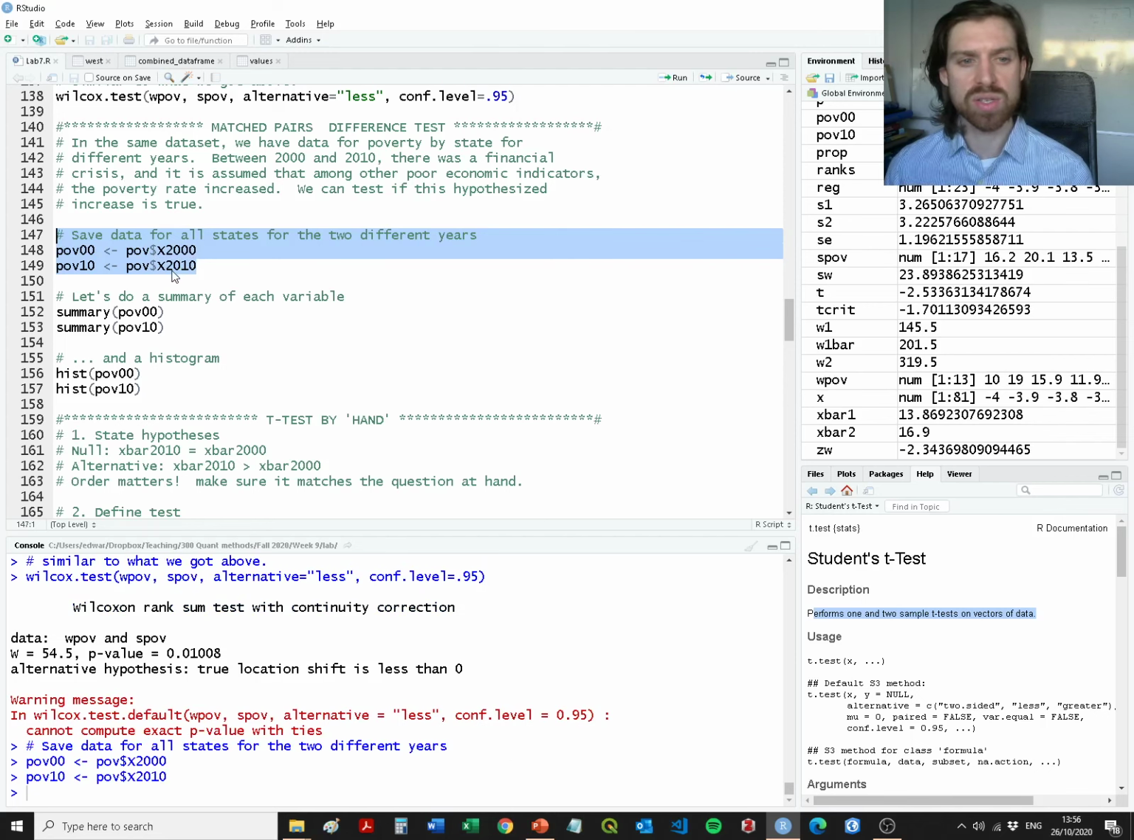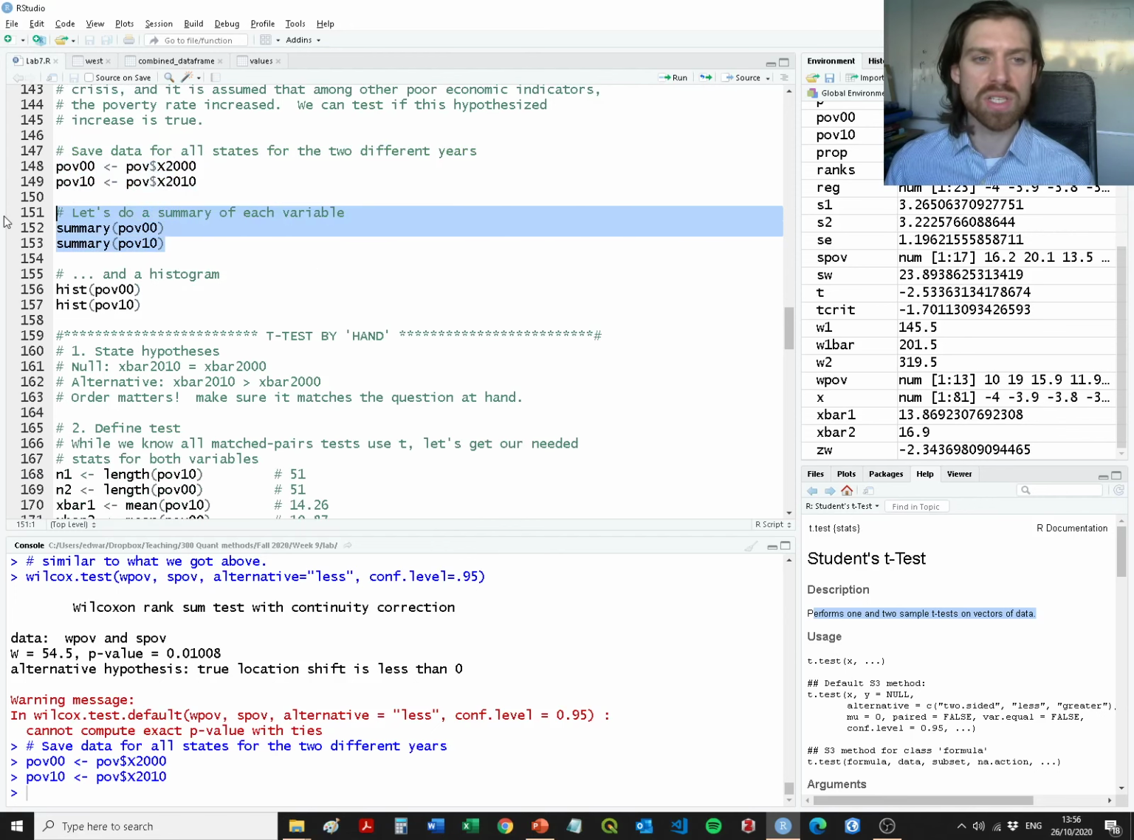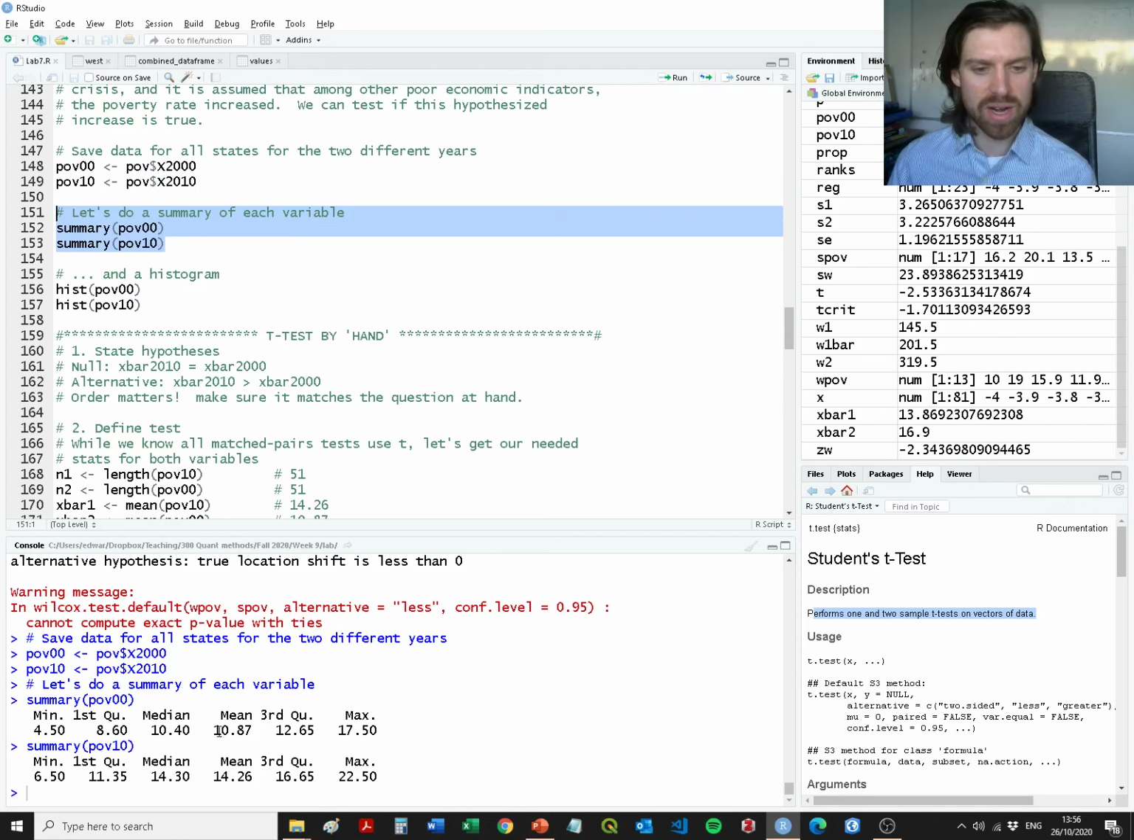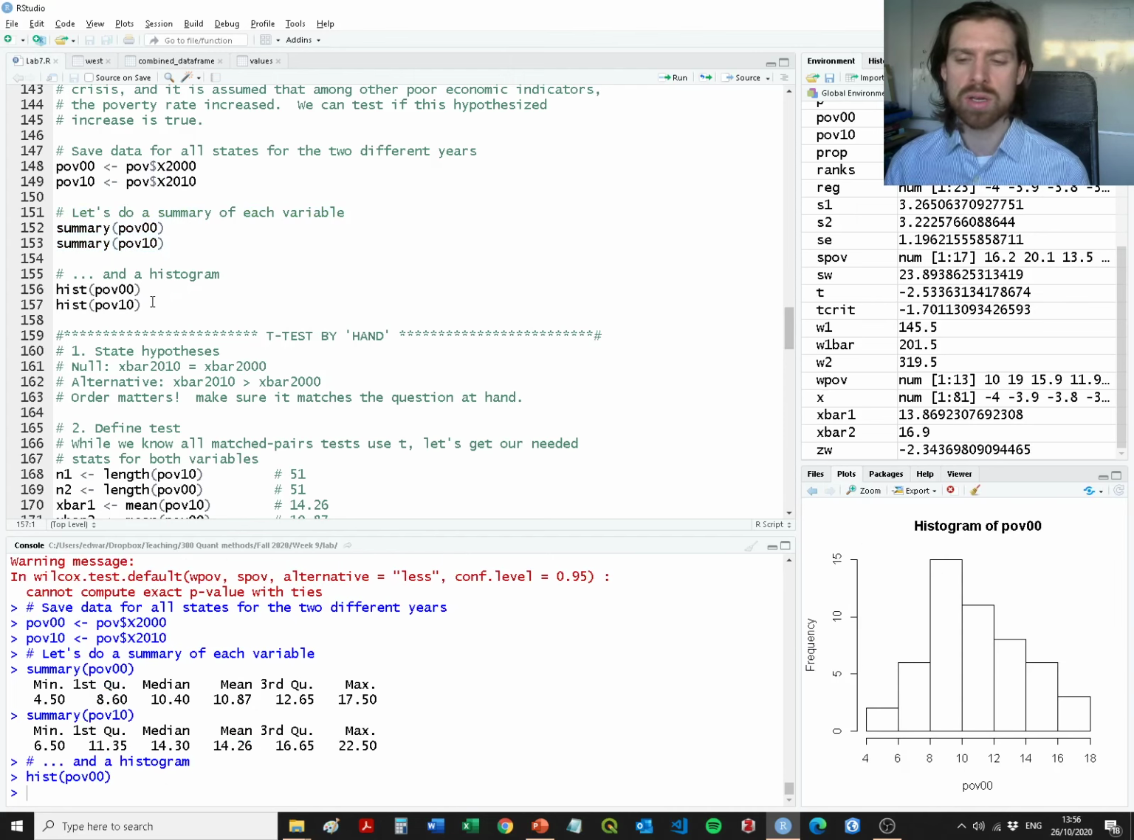So let's take the year 2000 and the year 2010, and let's allocate those columns to their own variables, so poverty rate 0 and poverty 10. And then we can find the summary of these variables. Just looking at the poverty rate in 2000, the mean was about 10.87%, whereas in 2010, the actual mean poverty rate had increased almost by 50%. It's at 14.26%. So it's quite a substantial poverty rate increase.